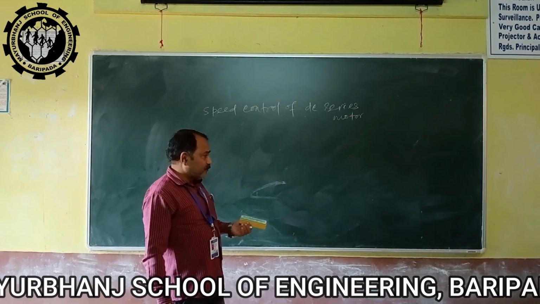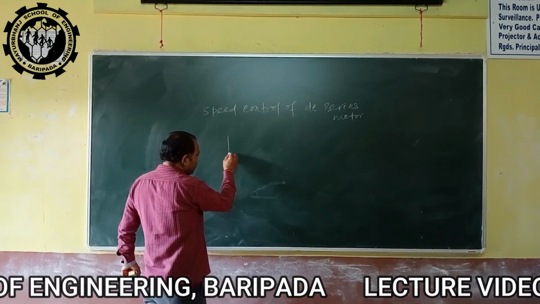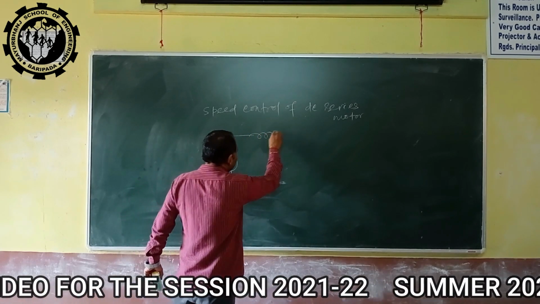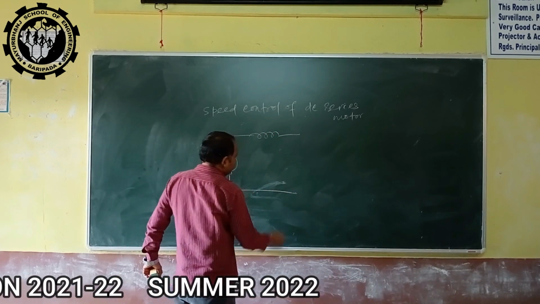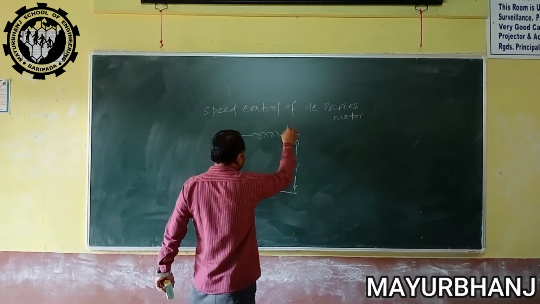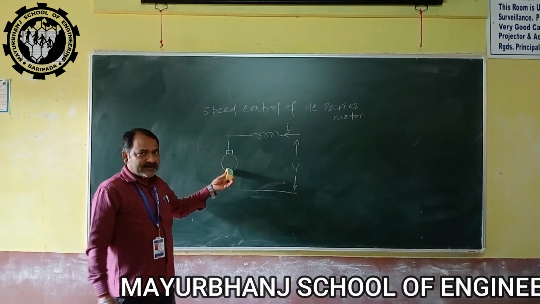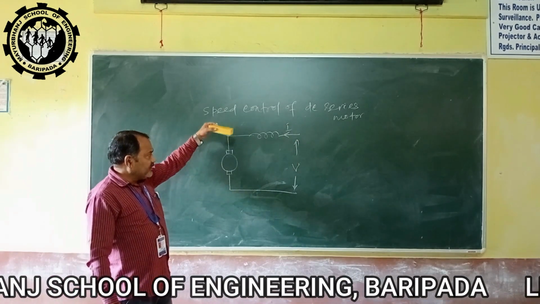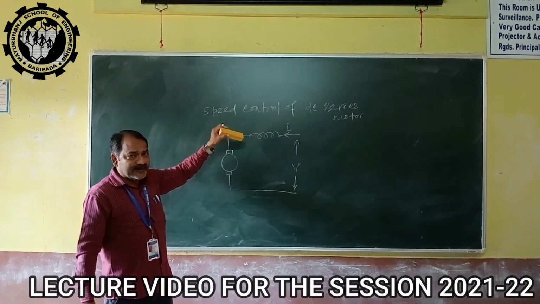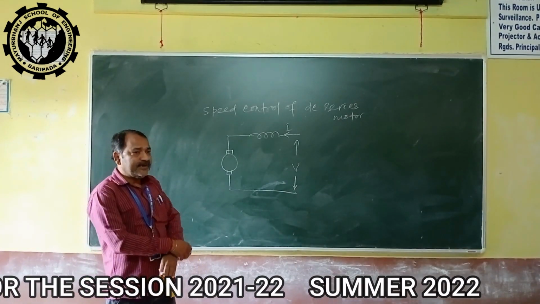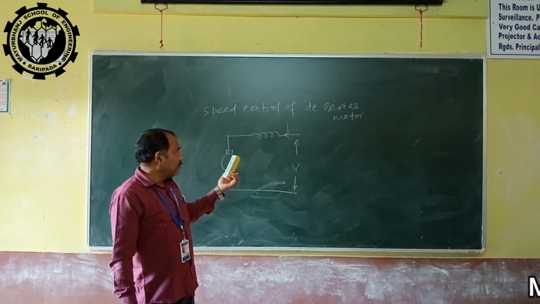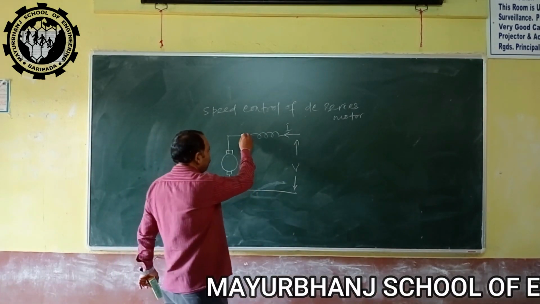In the DC series motor, the total line current is flowing through the field circuit. Here the supply voltage is V, and the same current will flow through the field circuit as well as the armature circuit. To change the flux in the field control method, to control the speed we will have to change the current through the field circuit. To change the current through the field circuit, we can use a field diverter.